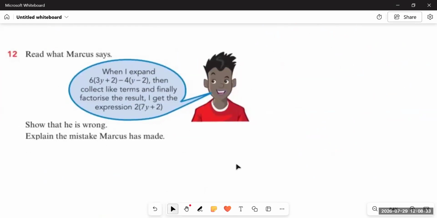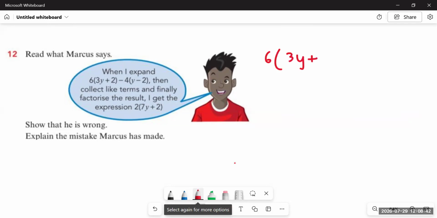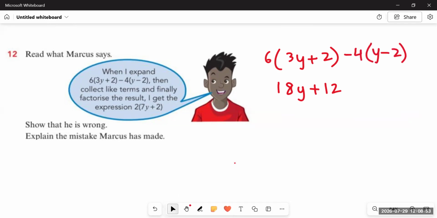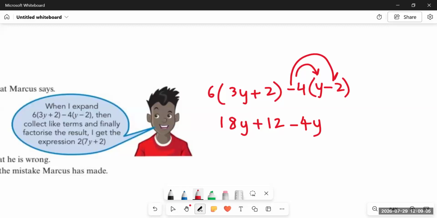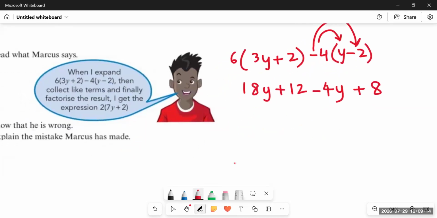So read what Marcus says. When I expand 6 bracket 3x plus 2. Now we have to show that he is wrong. So let's see. 6 bracket 3y plus 2. 6 3s are 18 plus 6 2s are 12, then minus 4 bracket y minus 2. Probably he made mistakes in expansion because here we have a minus sign. So when we multiply minus 4 with y, we get minus 4y, right? But when we multiply minus 4 with minus 2, minus minus is plus, and here it comes plus 8. Probably he would have taken minus 8.